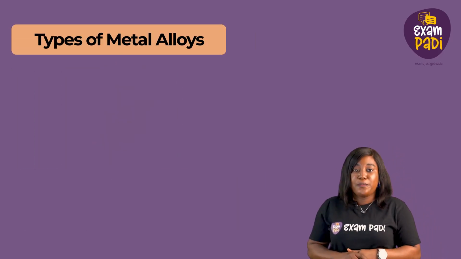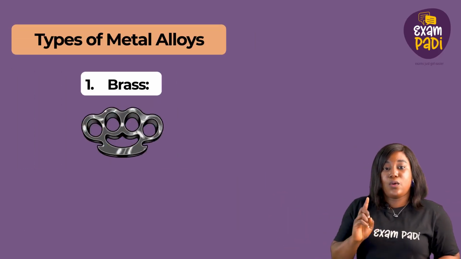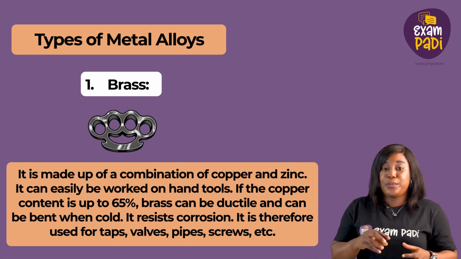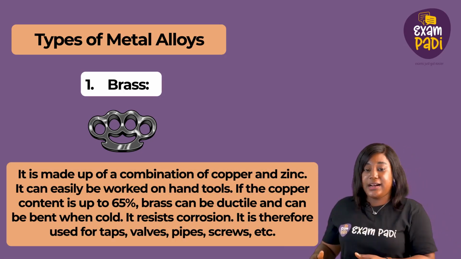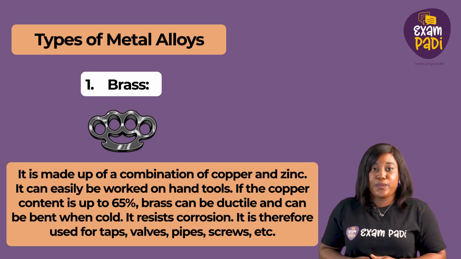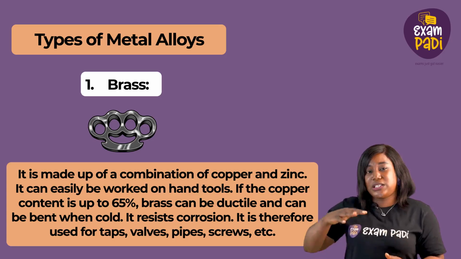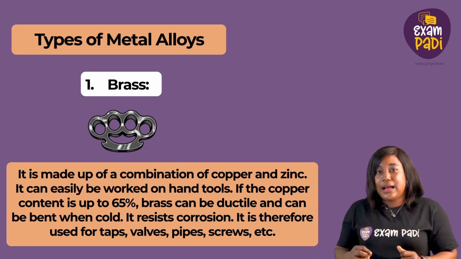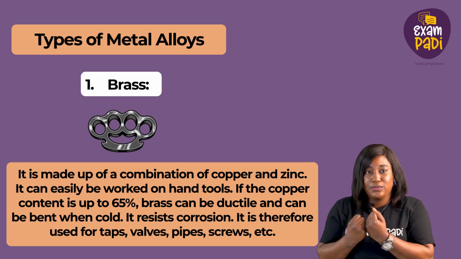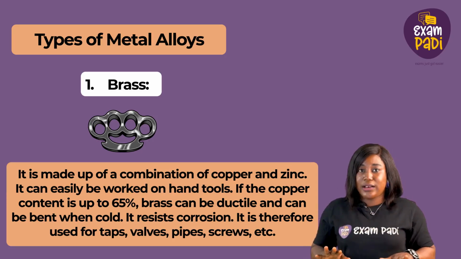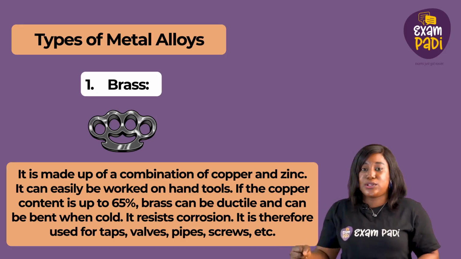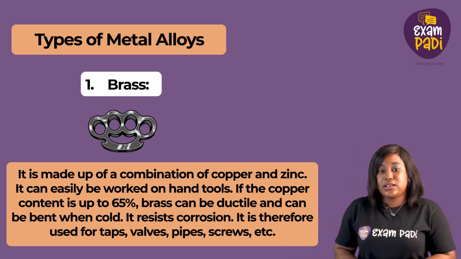And some of the types of metal alloys that we have are: 1. Brass. It is made up of a combination of copper and zinc. It can easily be worked on with hand tools. If the copper content is up to 65%, brass can be ductile and can be bent when it is cold. It resists corrosion and it is therefore used for taps, valves, pipes, screws, and other things.